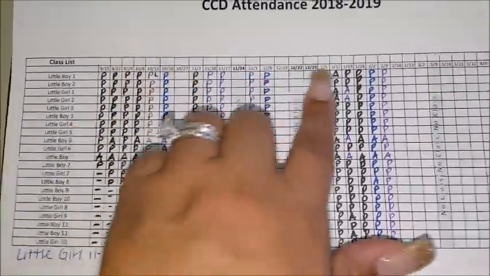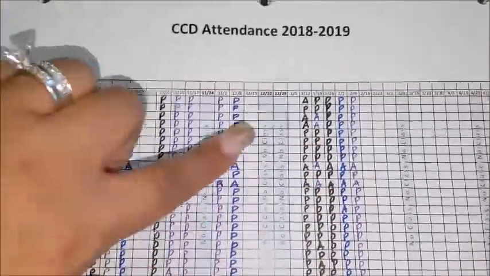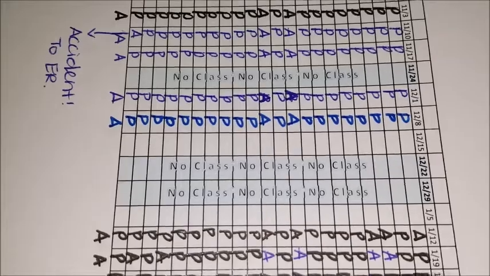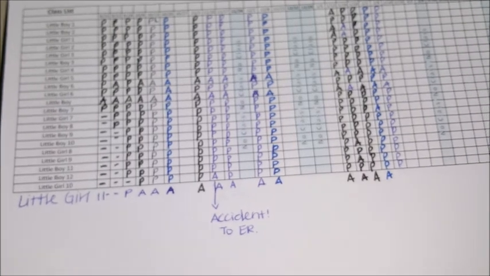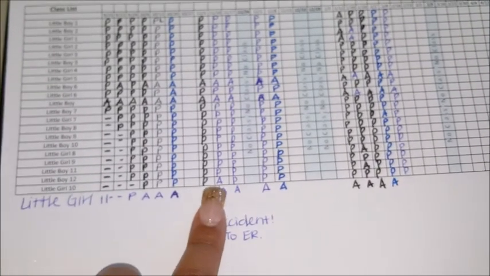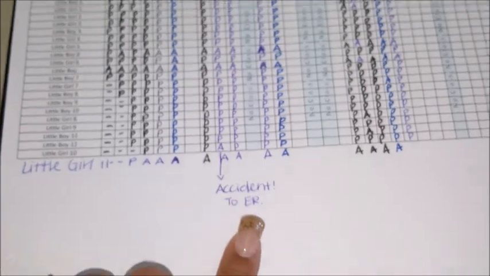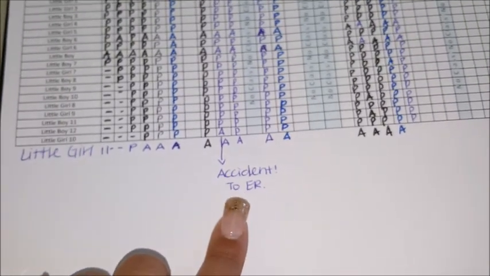Dates up here of our classes, of all of them. So if we don't have class, you'll see here, I have put no class. And then I mark important things, well, things that are important to me, right? So for example, this little girl right here was absent that class. Why? Because she was in an accident and had to go to the emergency room.